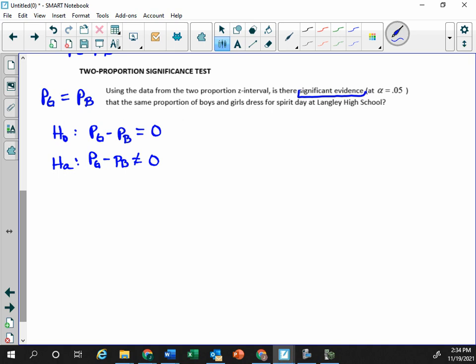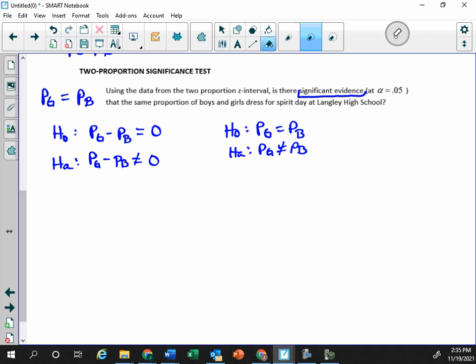And again, if you had written it P sub G equals P sub B, and your alternative you wrote P sub G does not equal P sub B, totally fine. Like, absolutely acceptable null and alternative. I don't care which way you write it.